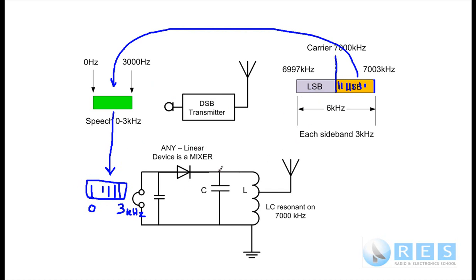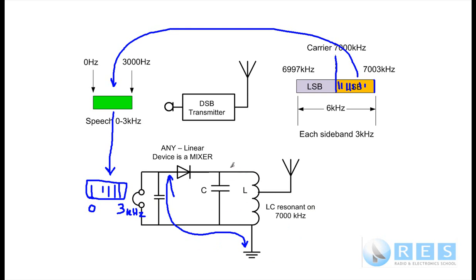So that is how the crystal set works. Of course, at the output of the mixer, there will be some radio frequency signals that we don't want. So we put a capacitor there to bypass those radio frequencies to Earth. And so what we're left with in our headphones is just audio. So that is how the old crystal set worked.